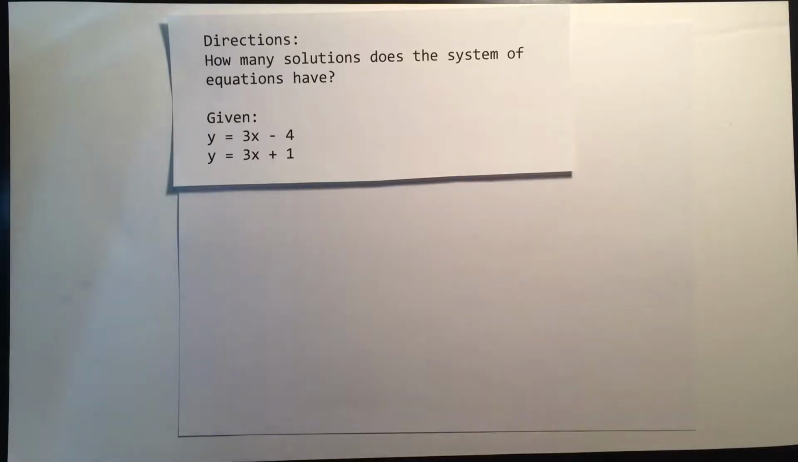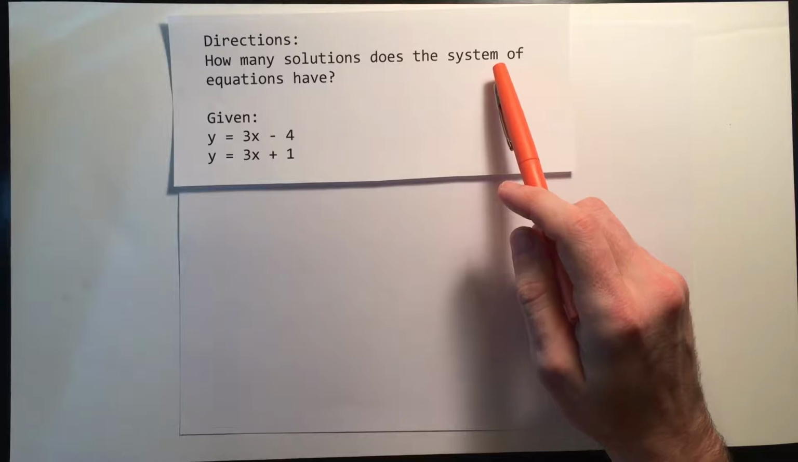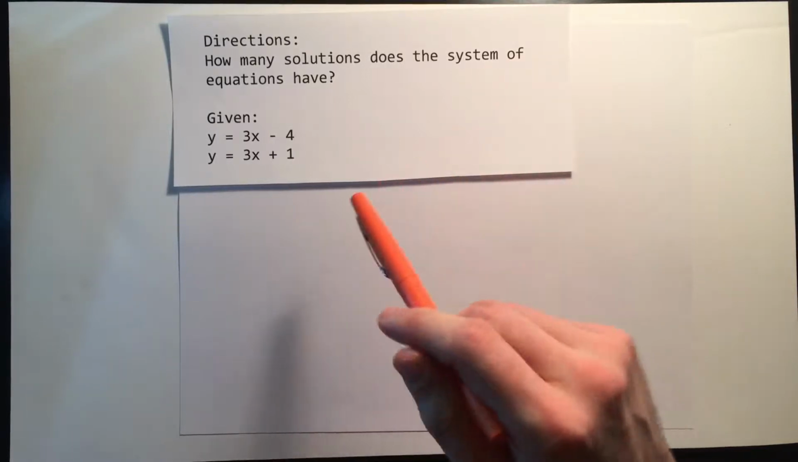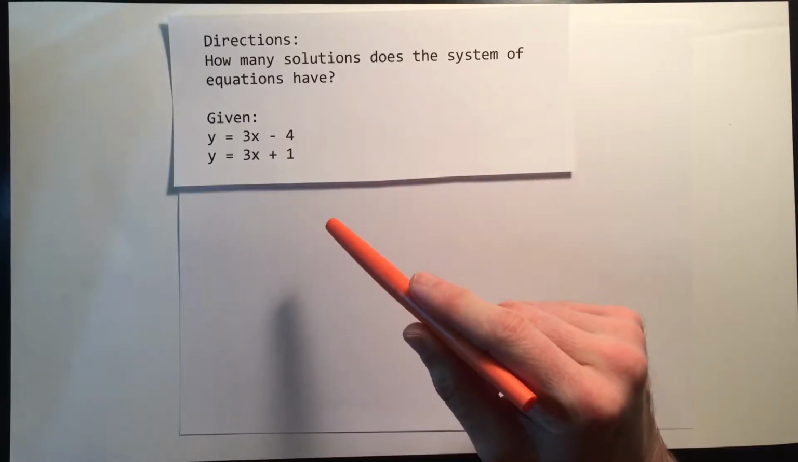Let's read the directions to this problem. How many solutions does the system of equations have, given y equals 3x minus 4 and y equals 3x plus 1? This question is asking us about a system of equations. And remember that a system of equations just means that you have two or more equations, in this case two, and that's called a system.